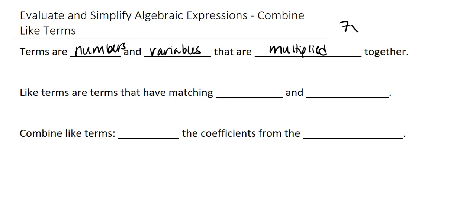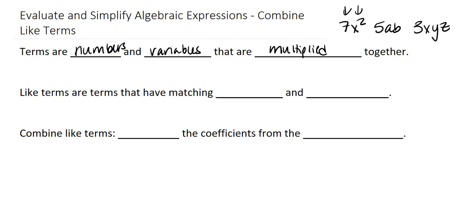So you can say we have 7x squared, or 5ab, or 3xyz. These would all be considered terms, as they have numbers and then they have variables with a certain exponent on some of them that are multiplied together. So really what we're saying is 7 is times x squared in that situation.